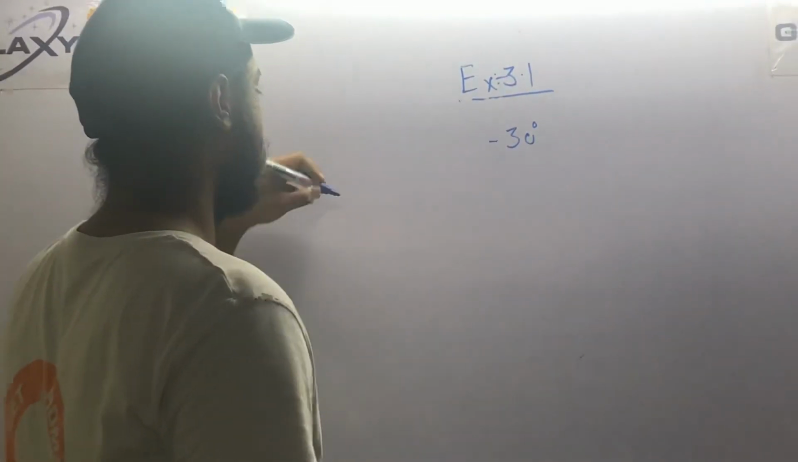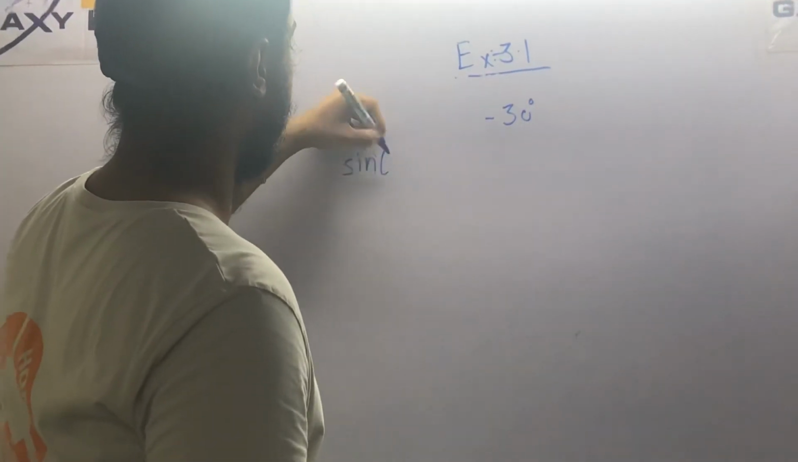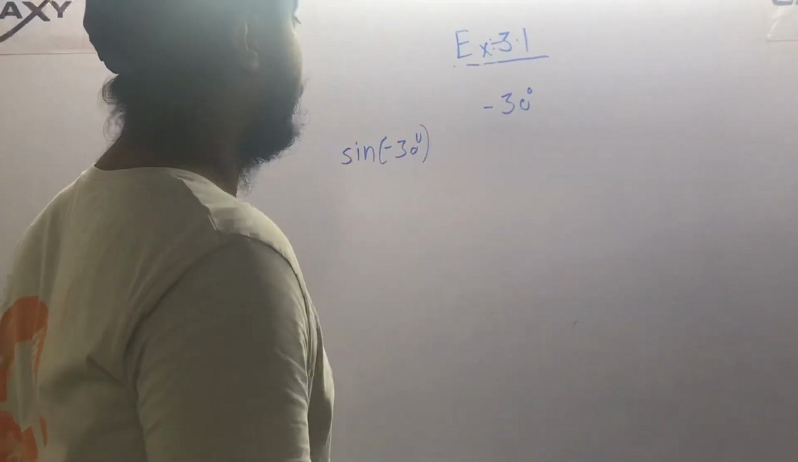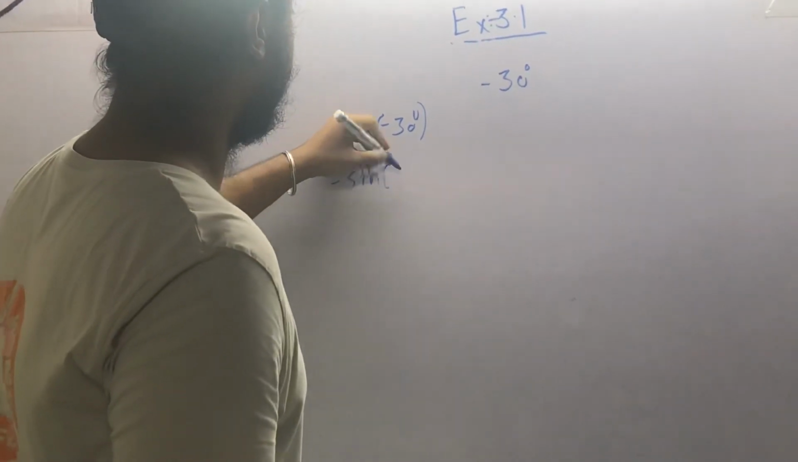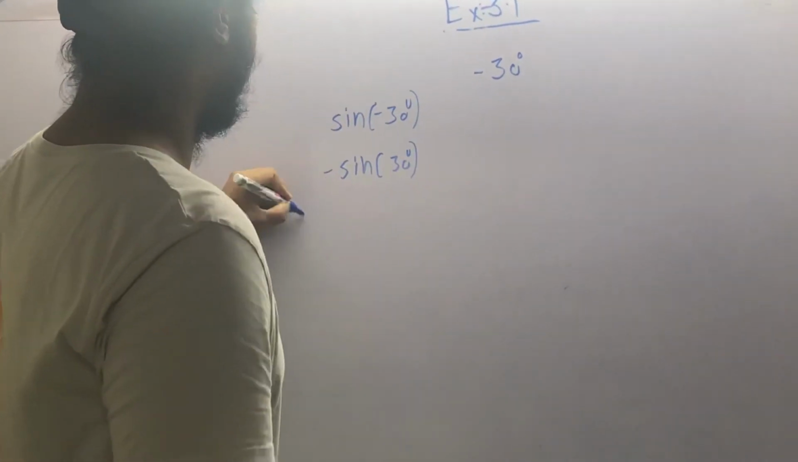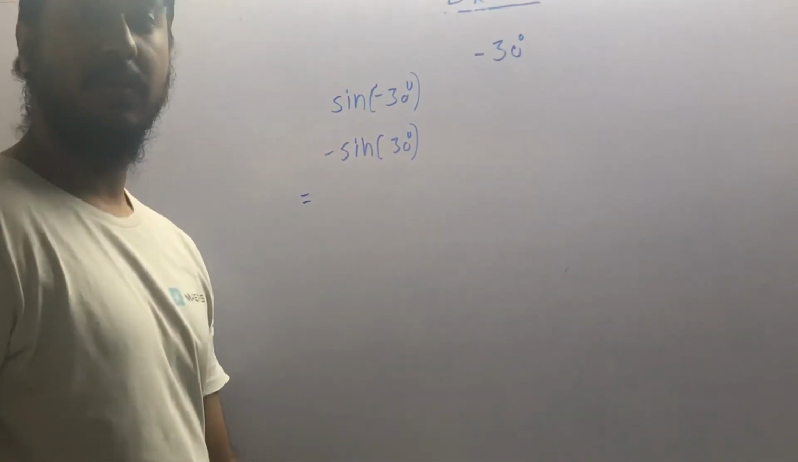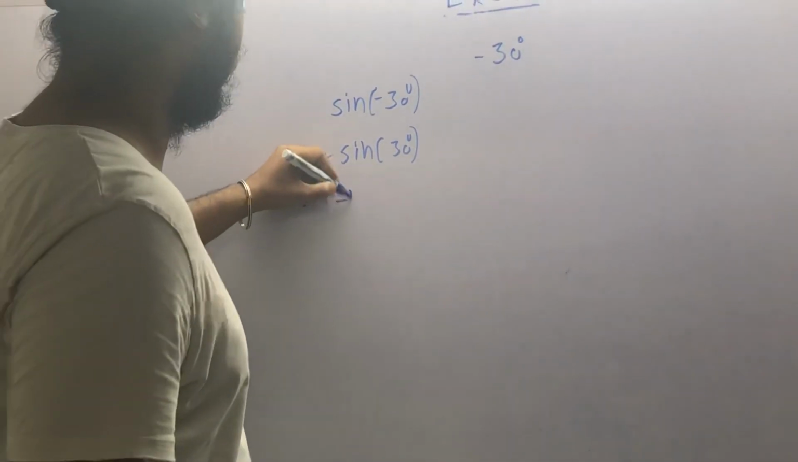Now let us go forward. Next part is sine -30 degrees. This is a very simple question. So what is sine of minus theta? Sine of minus theta is minus sine theta. So this will be minus sine 30. Sine 30 is 1/2. So this will be -1/2.